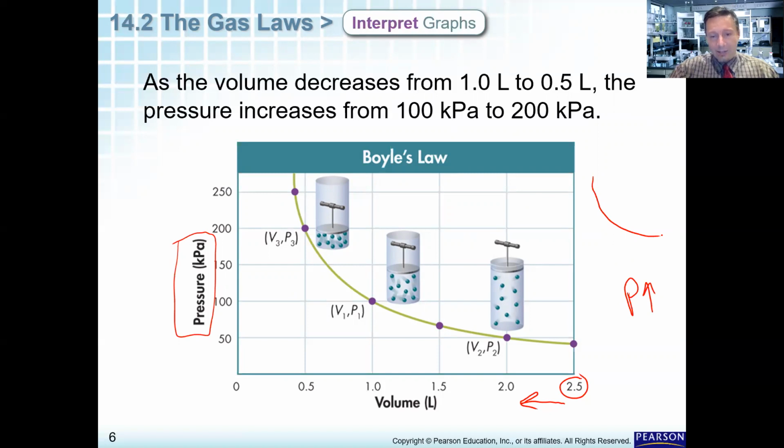So as you go down further, down here to 0.5, look at what happens to your pressure. Extremely high versus if you were at 2.5 liters. Same thing goes into effect: if you expand your volume, your pressure will fall. So that is your inverse, and your curved line is representing Boyle's Law.